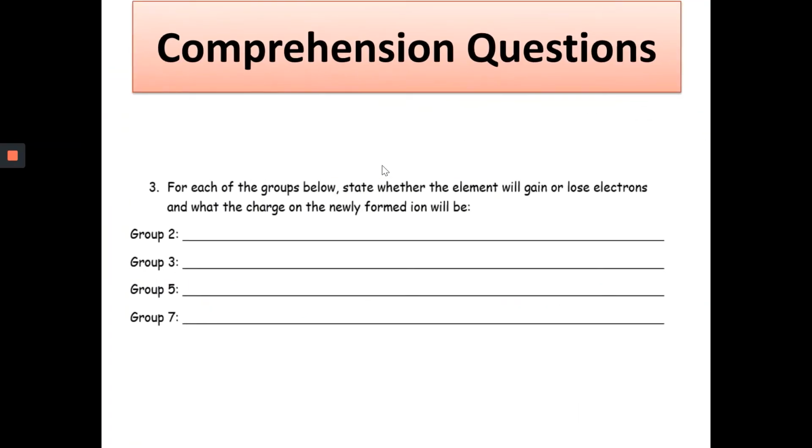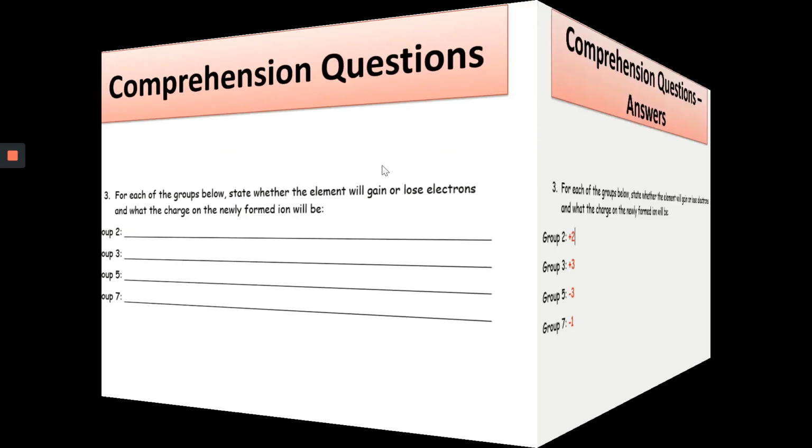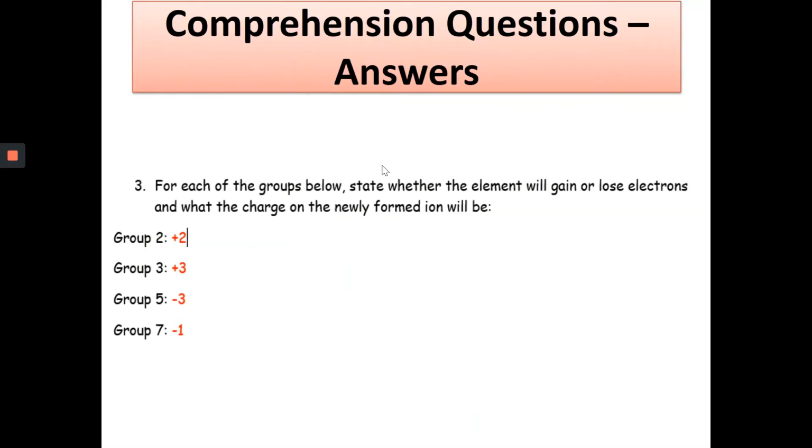Okay, now take your time on this and think really carefully about what we've said about the charge on an electron and what charge they carry. For each of the groups below, state whether the element will gain or lose electrons and what the charge on the newly formed ion will be. So we've got group 2, group 3, group 5, group 7. Group 2 will have +2, because it's losing 2 electrons. Group 3 +3, losing 3 electrons. Group 5 -3, because it's gaining 3 electrons. Group 7 -1, because it's gaining those electrons.